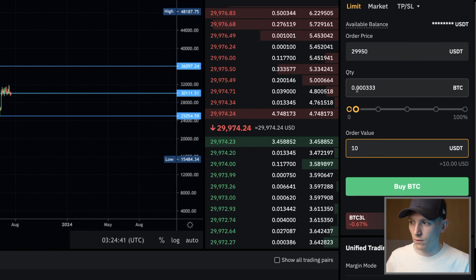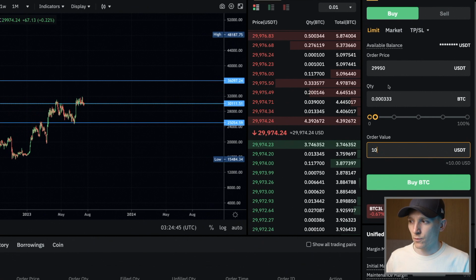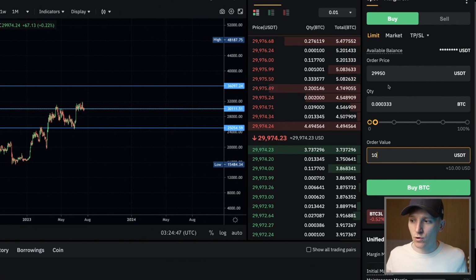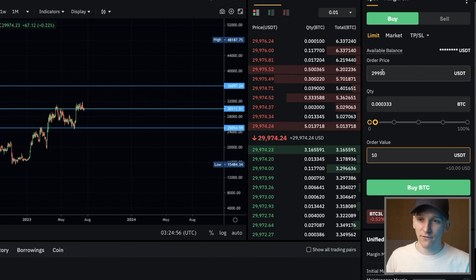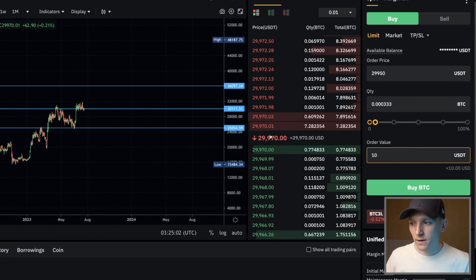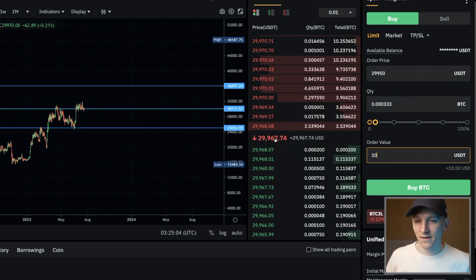So I'm buying 0.000333 BTC. What happens when I put this order in? I am putting my order into the system now. So I'm telling the system, I want to buy Bitcoin, but the most I'm willing to pay is 29,950. So will it actually trade at this level? No, it won't, because the market is 29,970.